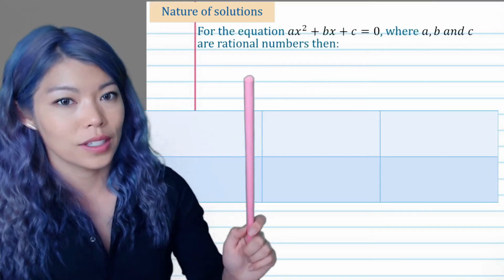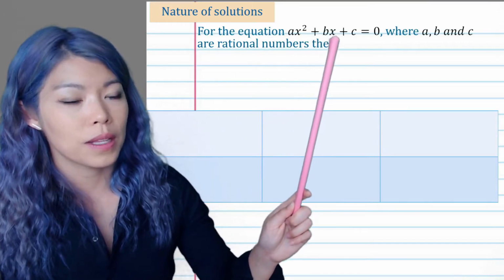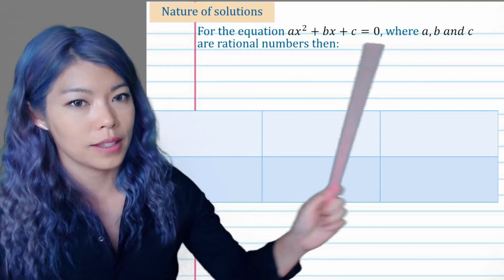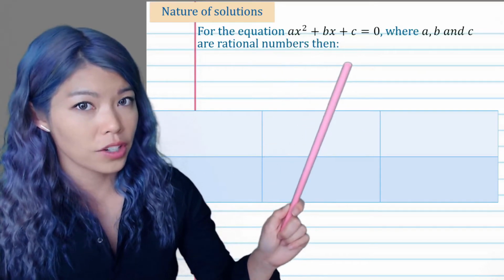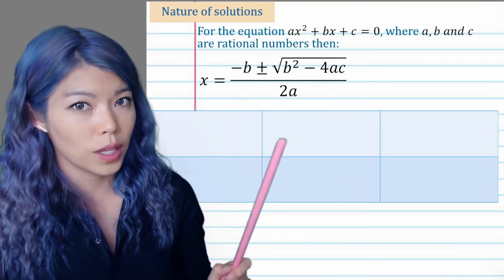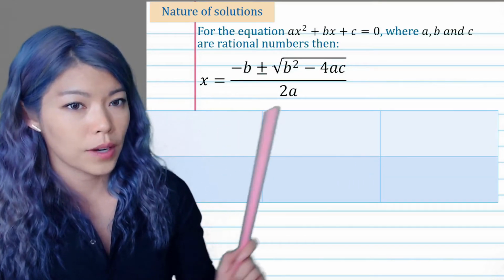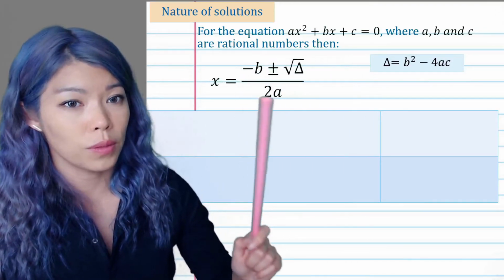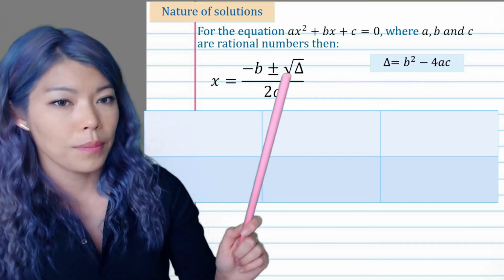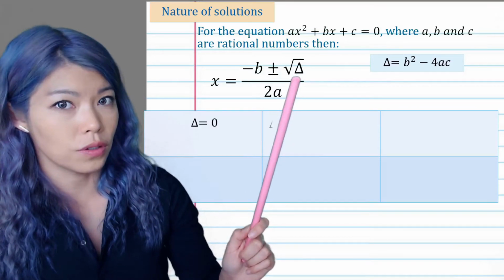Nature of solutions. For the equation ax squared plus bx plus c equals 0, where a, b, and c are rational numbers, that is, where you can write a, b, and c as fractions, then looking at the quadratic formula, we can see a few things. Now remember, the discriminant is that section there. Let me rewrite the quadratic formula with the discriminant there. What happens if that section is equal to 0 or not?